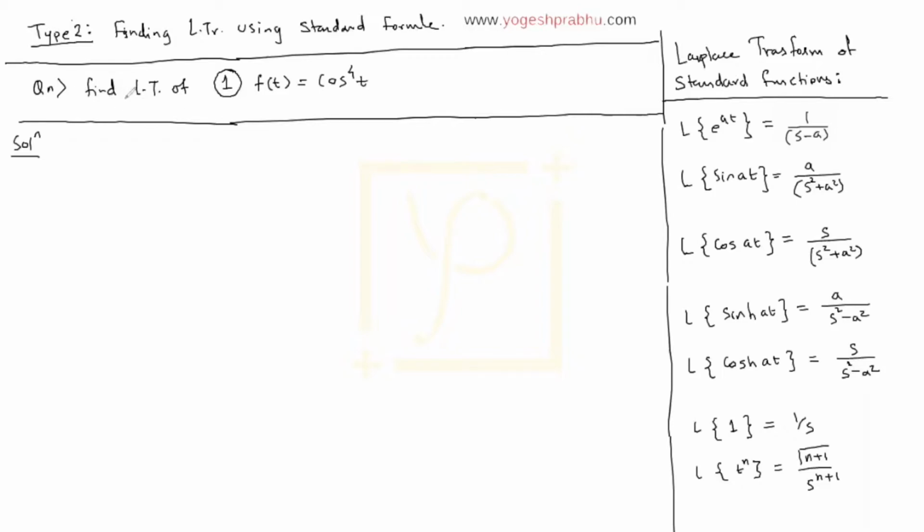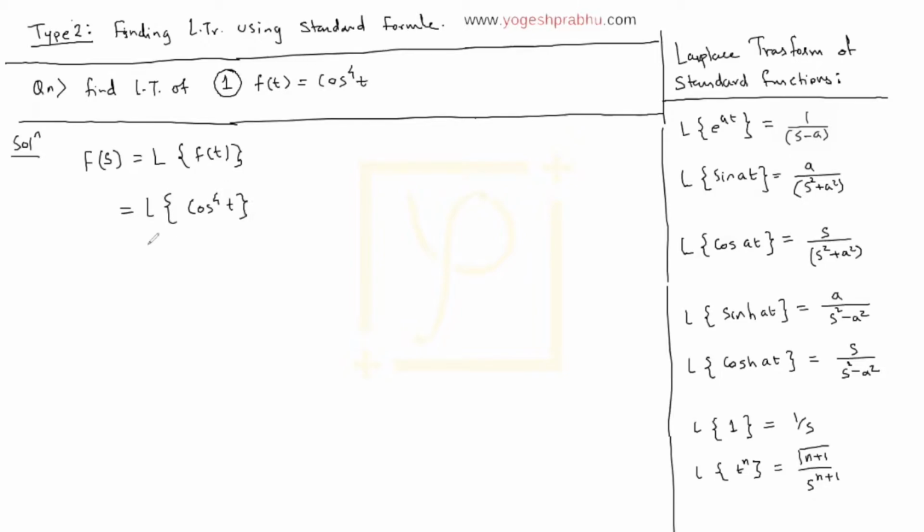Let us begin with the first question, where f of t is given to us as cos raised to 4t. And the question is to find the Laplace transform. So let us write down like this, that F of s is the Laplace of f of t. In this case the value of f of t is cos raised to 4t. This is Laplace of cos raised to 4t.